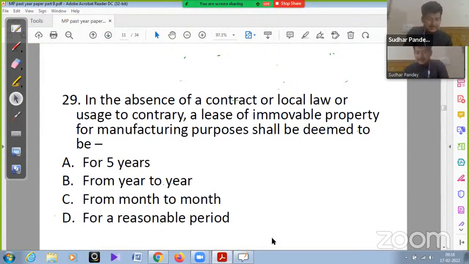Next question, question number 29. In absence of contract or local law or usage to the contrary, a lease of immovable property for manufacturing purpose shall be deemed to be A, for 5 years, B, from year to year, C, from month to month, and D, for a reasonable period. Ankita Gupta ji, yes, 28 ka B is the correct answer. So its correct answer will be B for Bangalore, that is from year to year, right?